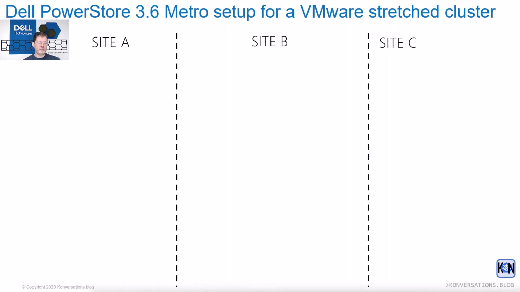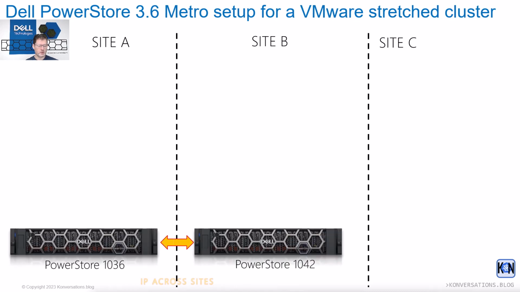So in the lab, we've got 3 sites set up. We've got PowerStore version 3.6 Metro set up with a VMware Stretch cluster on top. So we're starting out with 2 PowerStores, the 1036 and the 1042. They have IP connectivity across sites, and that is basically what's supporting the mirror connection.